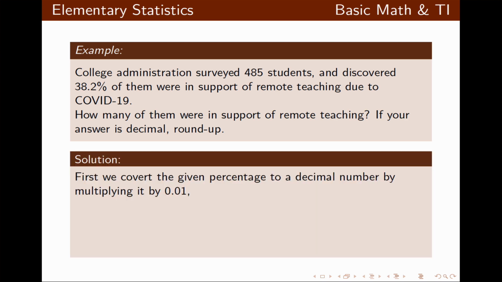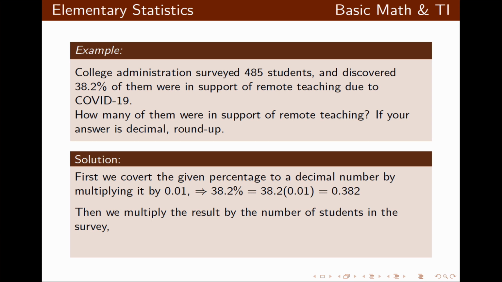So first, we're going to take the percentage and convert it to decimal. We can do that by multiplying it by 0.01. Now we take this number and multiply by the number of students in the survey. Now since this is decimal, the problem says to round up. So rounding this number up, we get 186.